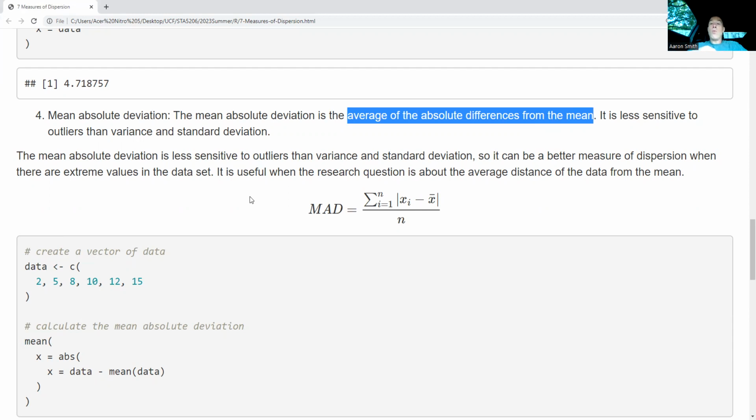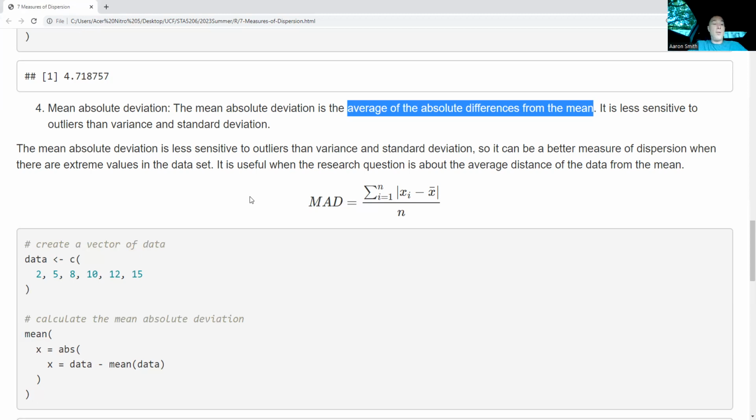It is useful when the research question is about the average distance of the data from the mean. So I use this personally to be able to say this is the average difference from the average. And that's easier for people to understand, the average difference, than squaring and then adding it up and then taking a square root. If I say average difference, that's an easier thing for people to understand. So it's a good choice when your audience isn't comfortable with the standard deviation calculation.